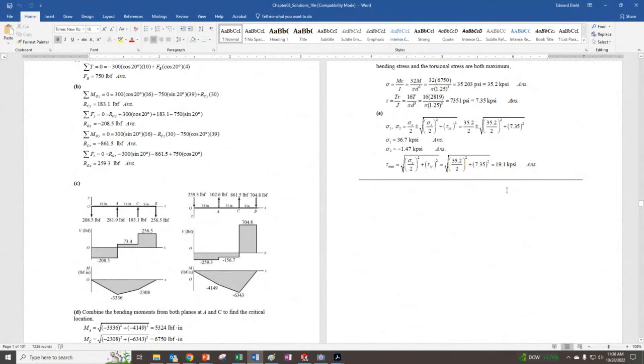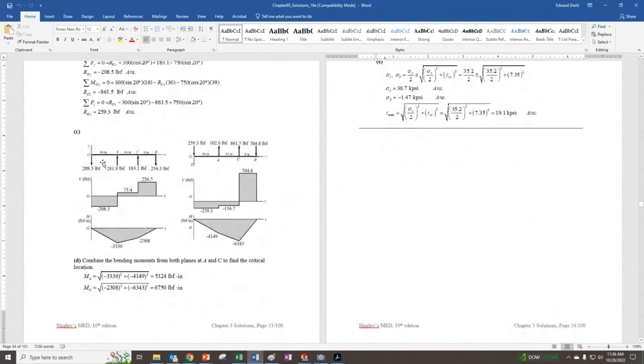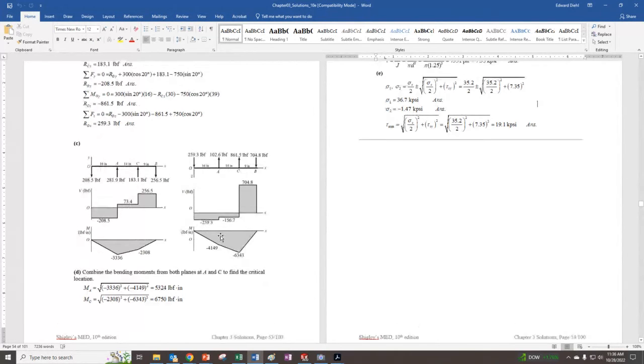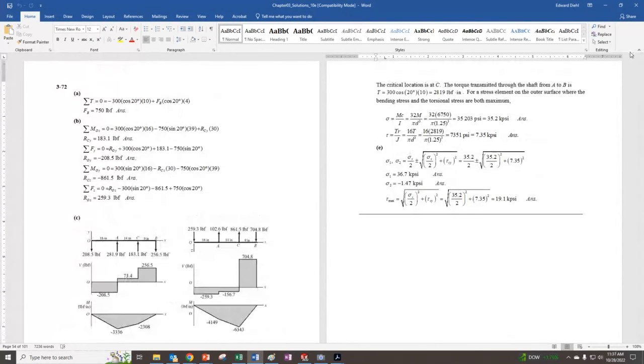anyway, there's your 19.1 maximum right there. So there's the principal stresses that they got. So we got the right answer. And you can see that there's their shear moment diagram. And let's see, did I get the right? Let's see. 63.43, yeah, boom. So you can see there's an example of a problem and us solving it.